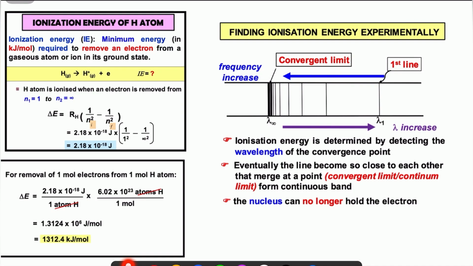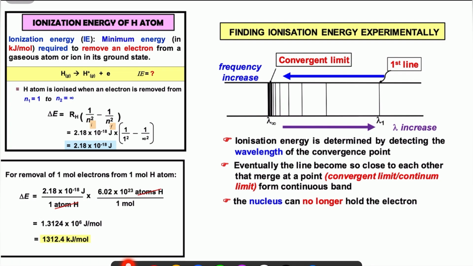Remember, by using this formula you are calculating the energy difference for 1 hydrogen atom. But to get it for 1 mole of electrons, because the ionization energy refers to the minimum energy in kilojoule per mole, you have to multiply by the Avogadro number.